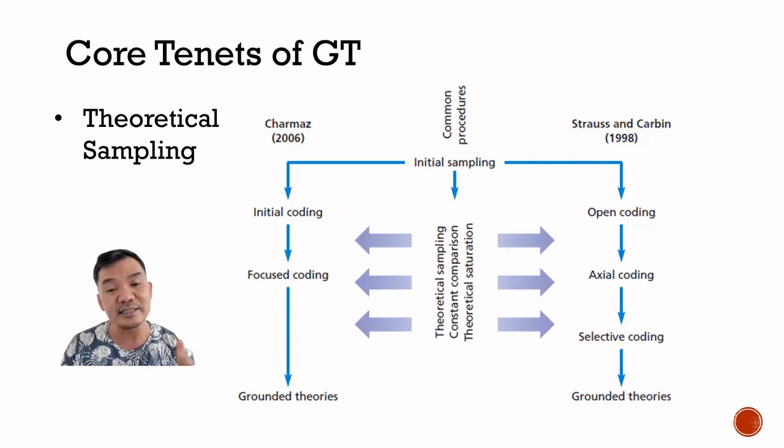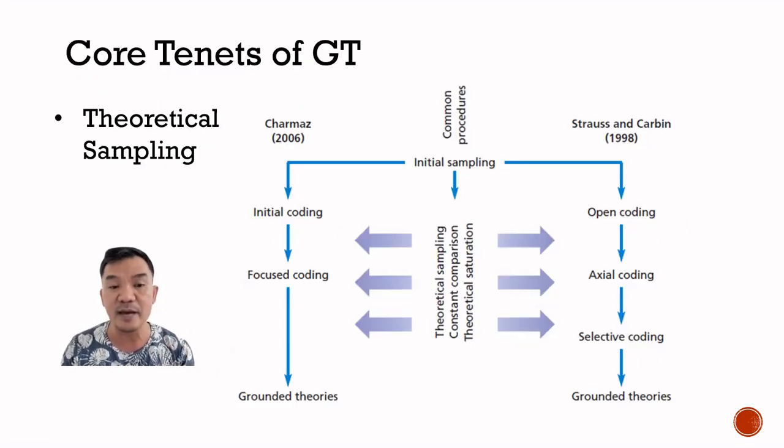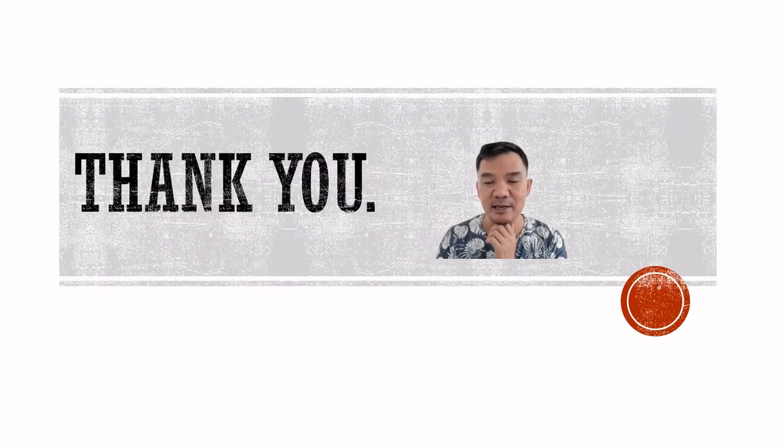These are the two tenets that we need to employ: all grounded theory must have some way of doing constant comparison and, at the same time, theoretical sampling. Okay, I think that's it for this lecture.